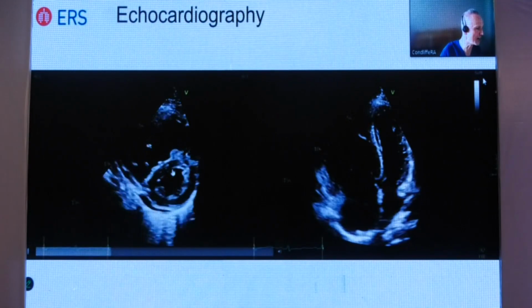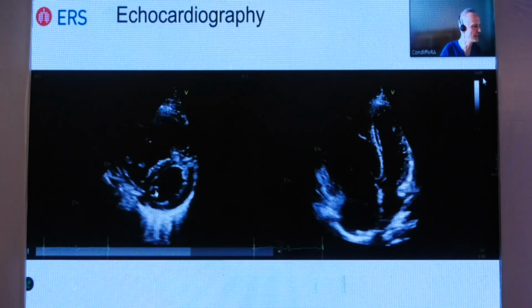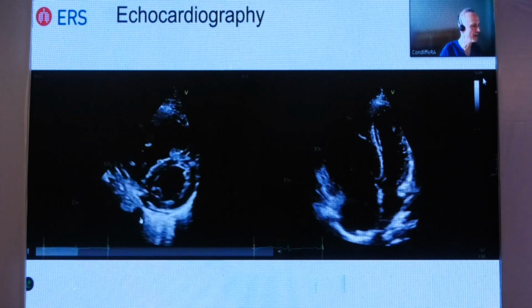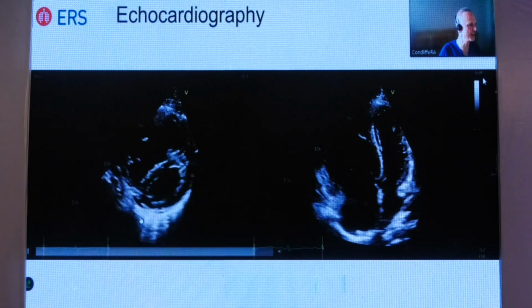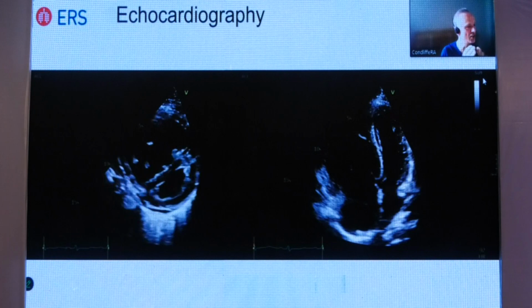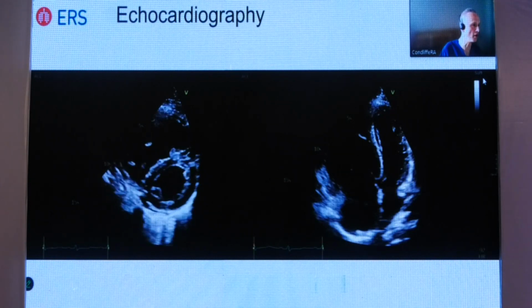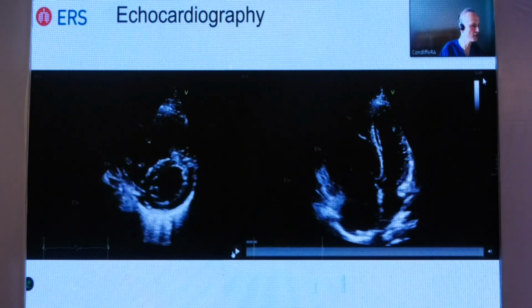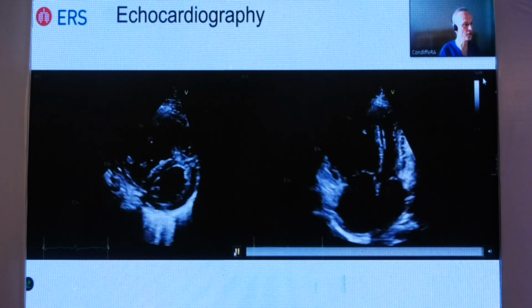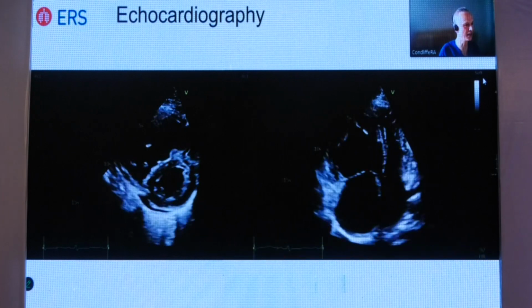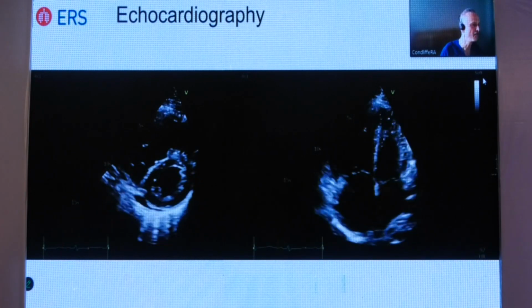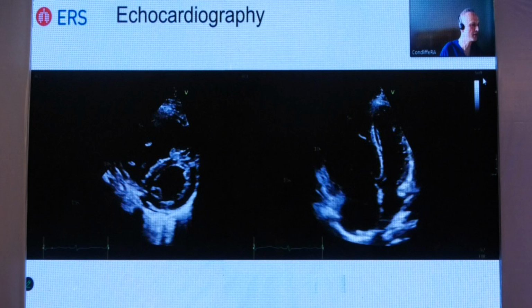We go on to the echo. This is the parasternal short axis view here, so this is the right ventricle anteriorly, and this is the left ventricle. You can see flattening of the interventricular septum in systole and diastole. This D-shaped left ventricle is consistent with pressure and volume overload of the right ventricle. And when we go on to the four chamber view, again we see a very dilated right ventricle, dilated right atrium, and underfilled left heart. Very much in keeping with significant pre-capillary pulmonary hypertension.